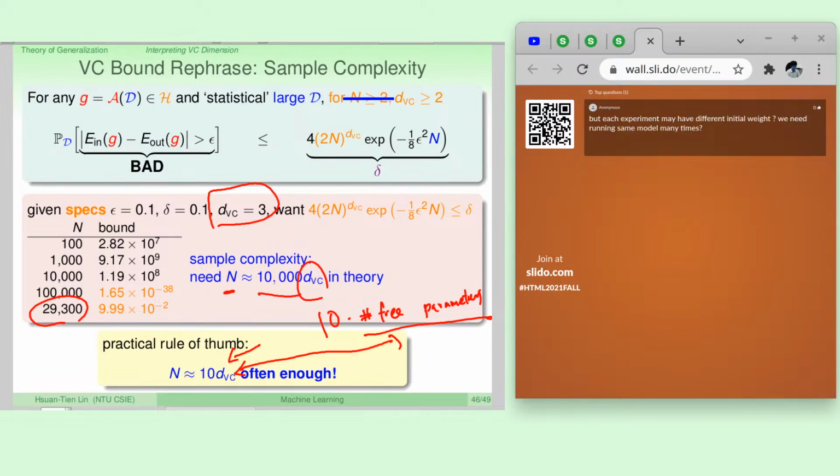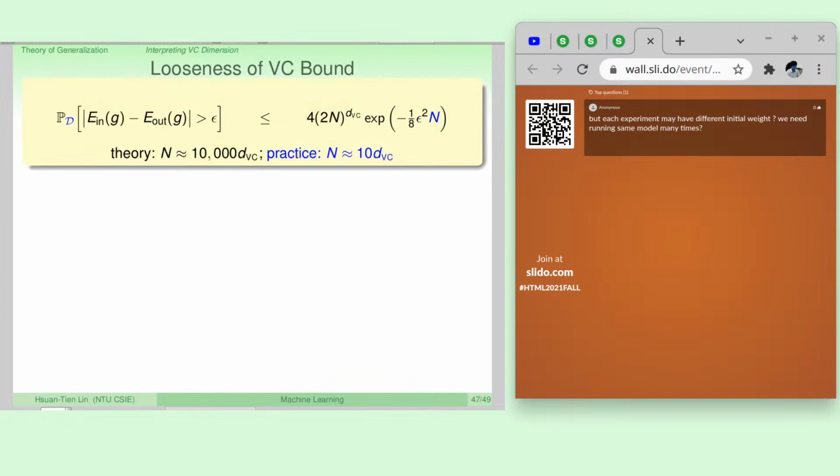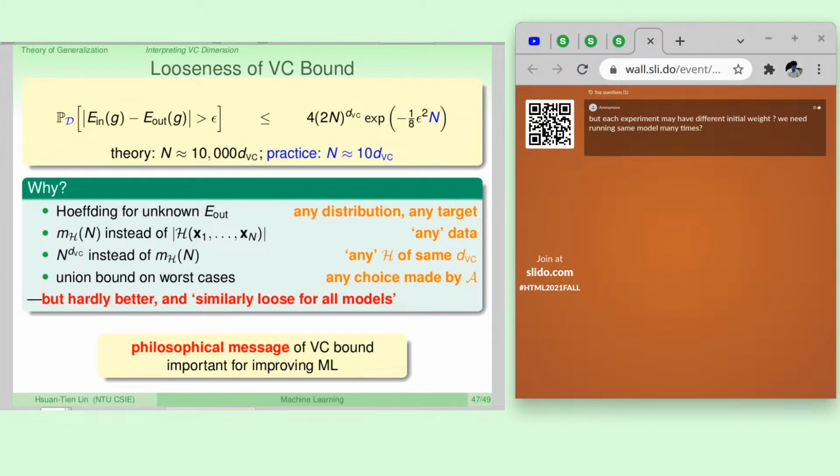But each experiment may have different initial weight. We need running the same model many times. I'm not fully sure what you mean by different experiments here, because in the lectures that we encounter today, we're not talking about experiments yet.